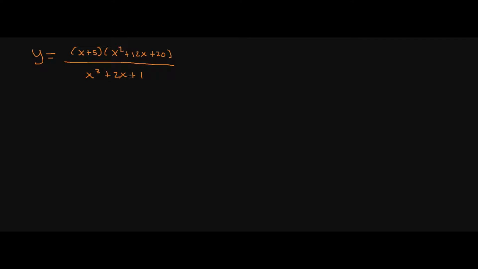This looks a little more complicated than some of the functions we've worked with in the past. But if we want to find the x-intercepts, we need to set our y value equal to 0. So we get 0 equals x plus 5 times x squared plus 12x plus 20, all divided by x squared plus 2x plus 1.